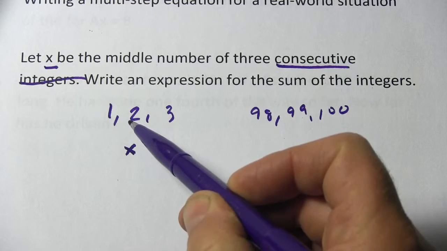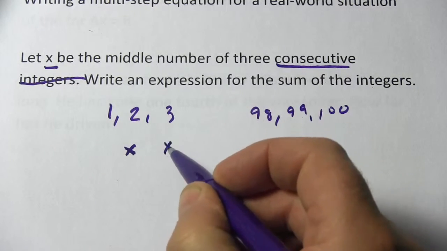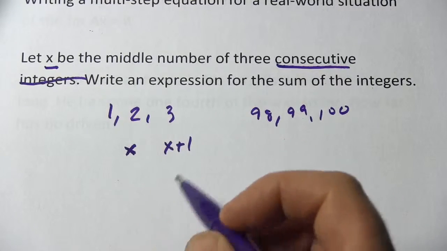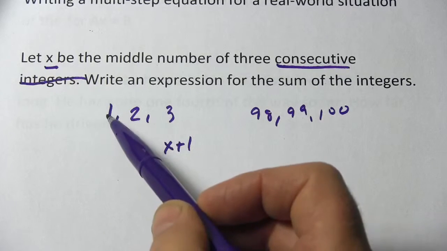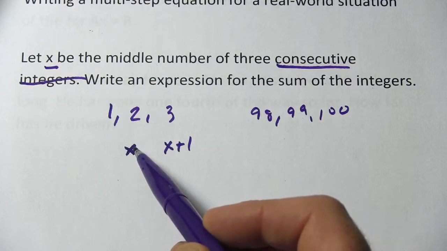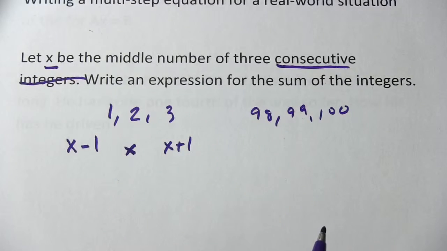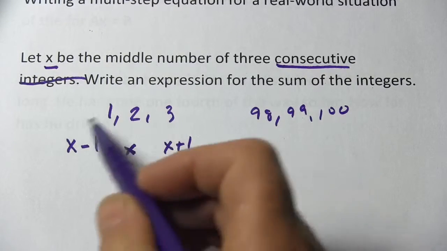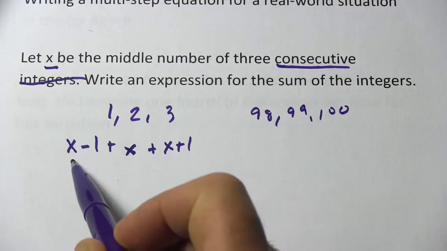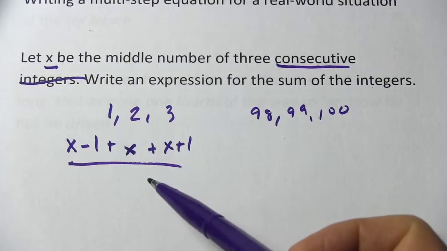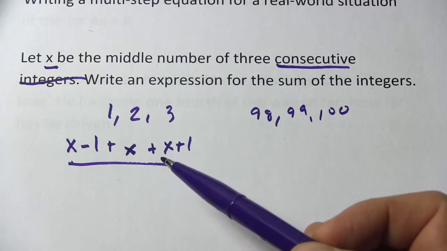3 is 1 more than 2, so I could write 3 as x plus 1 because x is 2 and this is 1 more than 2. In the same way, 1 is 1 less than x, so I could write this as x minus 1. And if I want the sum of these, I just add all three of them together. So there, I've got an expression for the sum of three consecutive integers with x being the middle one.